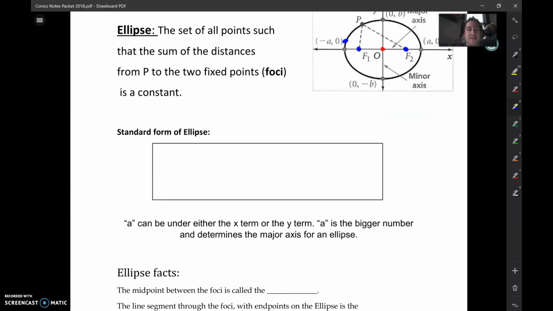So we got major axis. We talked about these two foci, the plural of focus.